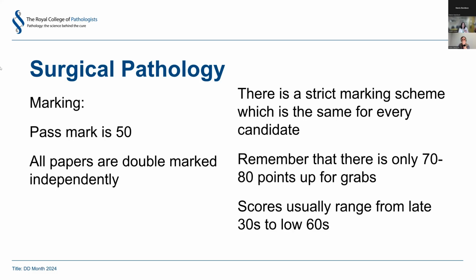And our scores are usually ranging between those 30s and low 60s. So really, the added value that you give to your answers is where you're going to score those extra points to secure your pass.